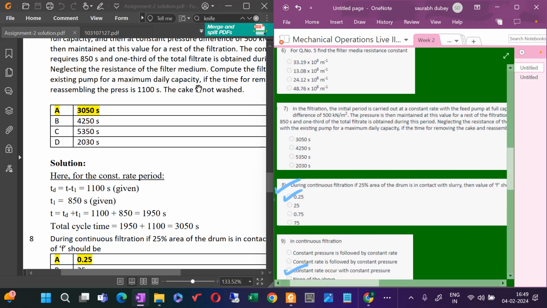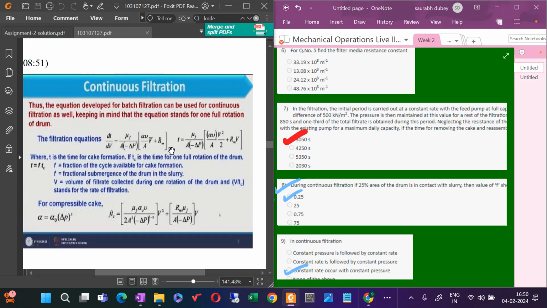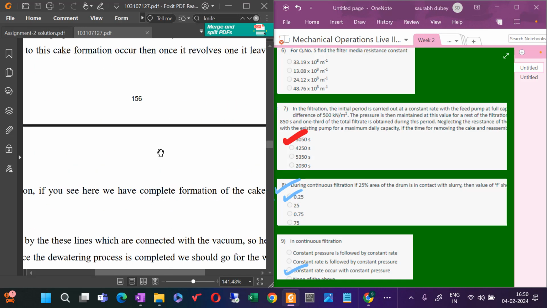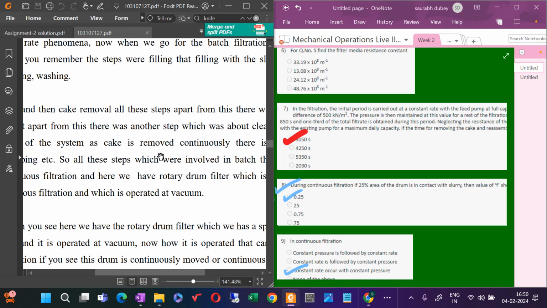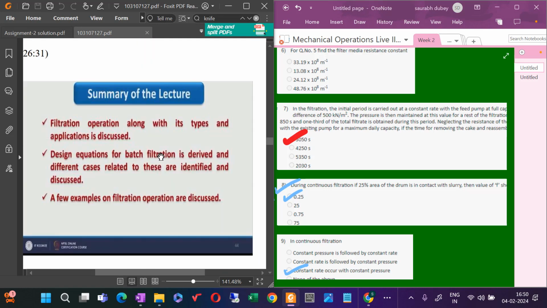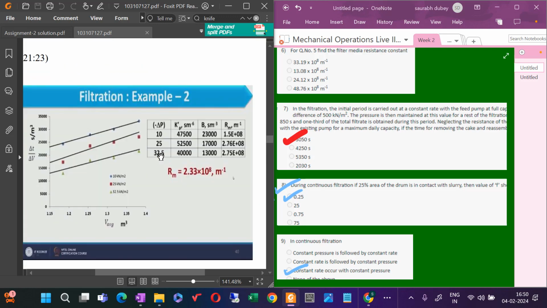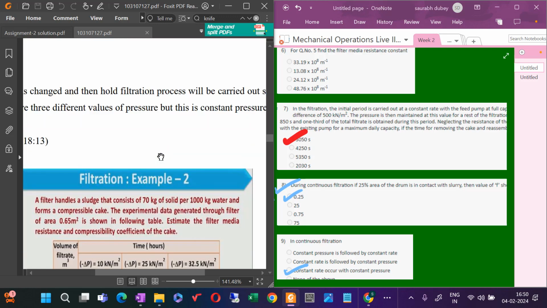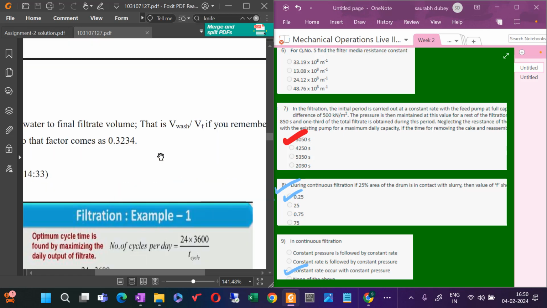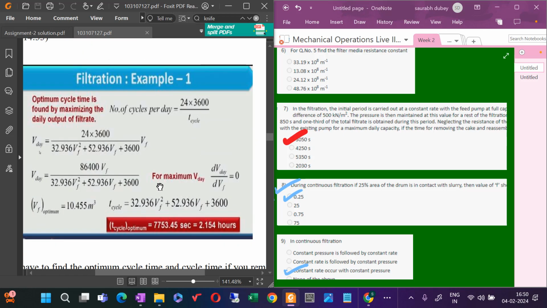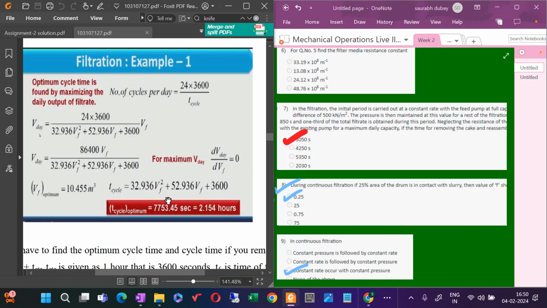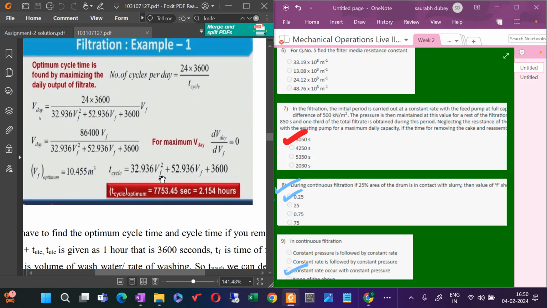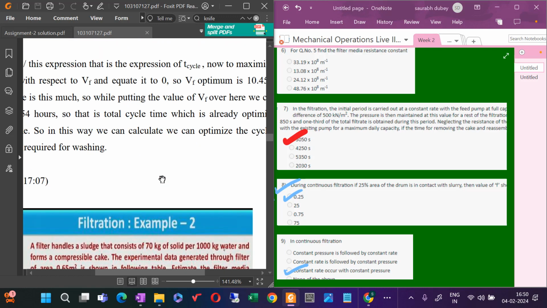So I will be just showing you its concept in the slides so that it becomes easy. So in the slide you see this was where the filtration time concept has been taught, and there they have clearly, yes, here you see this was the optimum time calculation. Here I think they have calculated it.